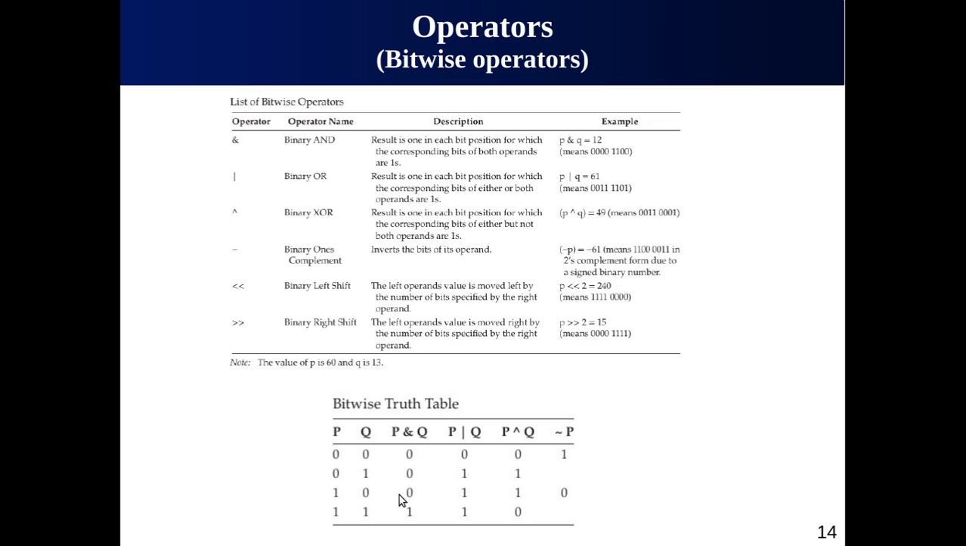If you AND 1 with 0, you will get 0. You will get 1 only if both of them are 1. In other words, if both of them are true, the output will be true. Otherwise, it will be false. And it is represented by this ampersand sign.